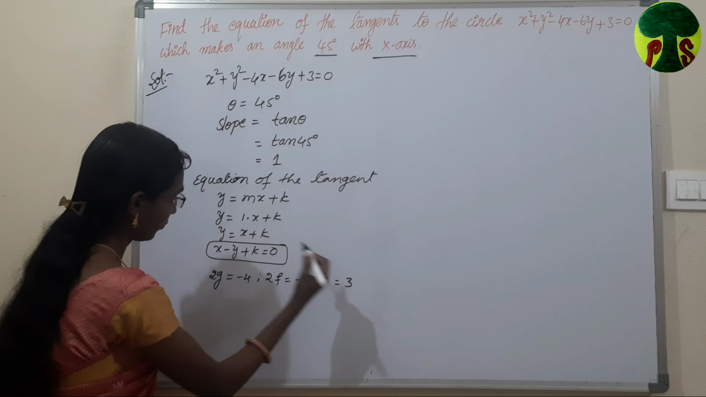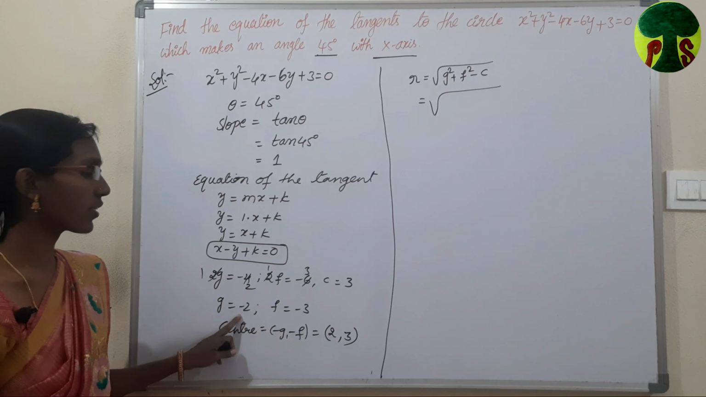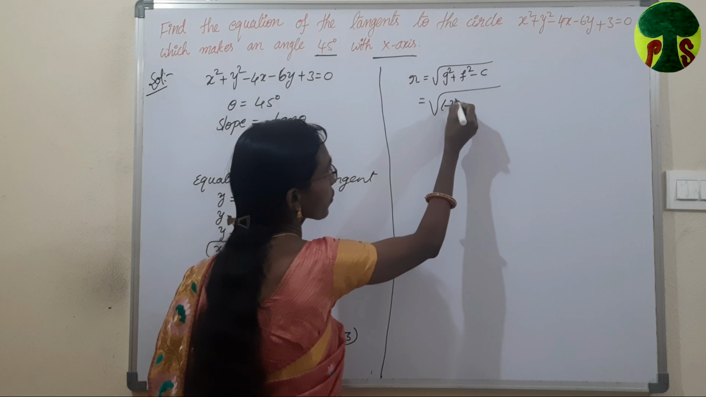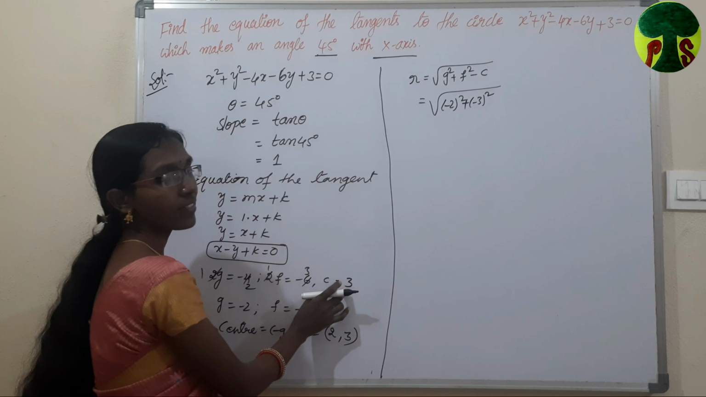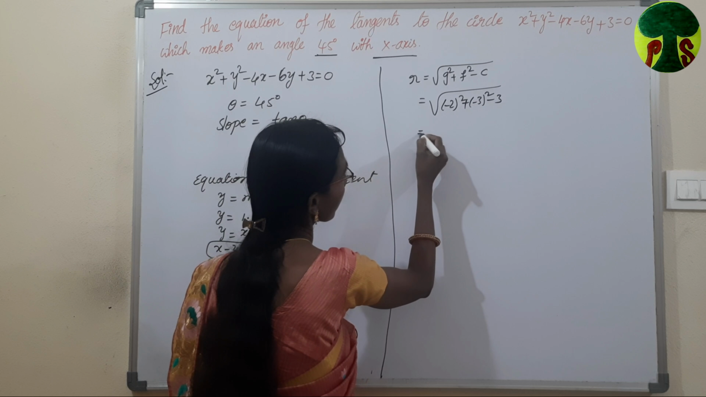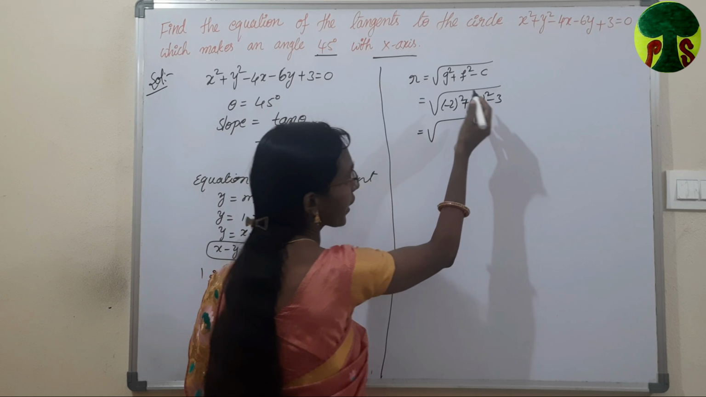So radius, small r, is equal to square root of g square plus f square minus c. What is the value of g? The value of g is minus 2, so minus 2 whole square, plus, what is the value of f? The f value is minus 3. Substitute that in the formula, so minus 3 whole square. The value of c is 3, so minus 3. That equals square root of minus 2 square, which is plus 4, plus minus 3 square, which is plus 9, minus 3. That equals square root of 9 plus 4 is 13, 13 minus 3 is 10. So square root of 10. This is the value of r.